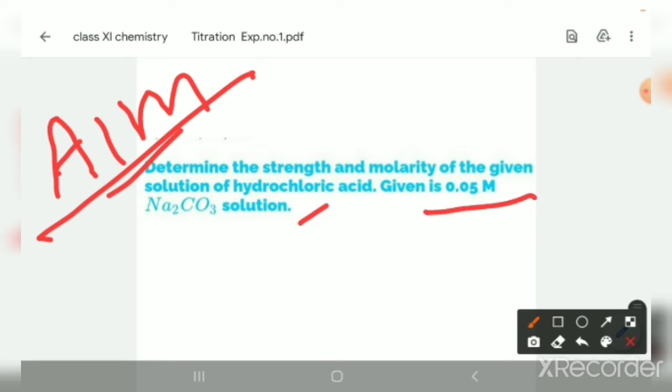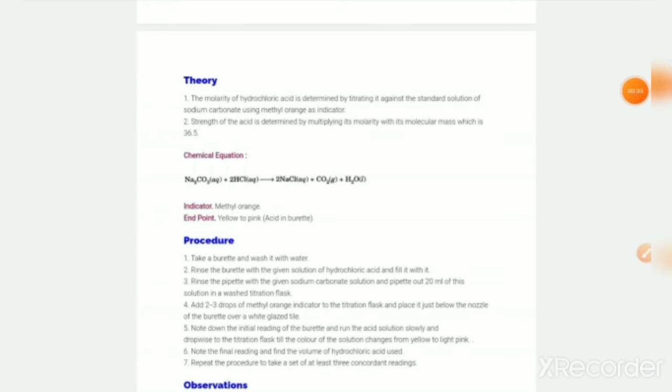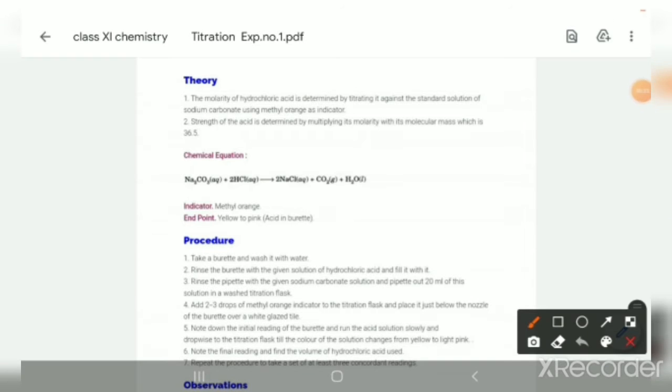Here the molarity of the sodium carbonate is given, and thereafter you see the theory. Read points 1 and 2, you will understand the theory. And this is the chemical equation that takes place during the titration. Here HCl acid is used.